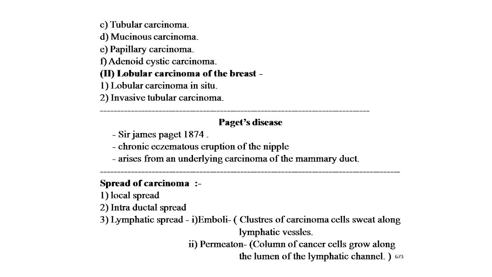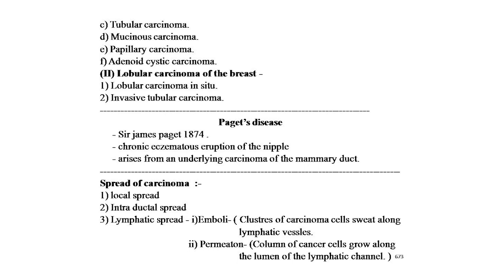Fifth is the papillary carcinoma. This carcinoma accounts for less than 2% of all breast carcinomas and is generally seen in old women around 70 years of age. Histologically, there are papillae with well-defined fibrovascular stalks and multiple layers of epithelium with pleomorphic cells in this papillary carcinoma.